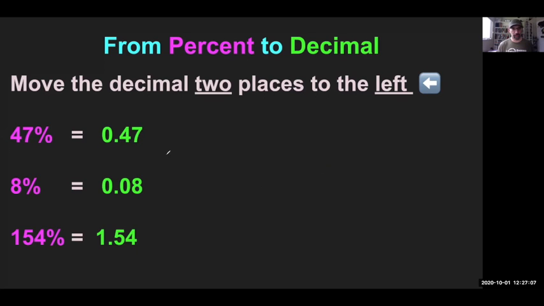I'll tell you, these are the ones that kids get mixed up on. So if I say you've eaten 3% of the pizza, right? Well, 3 is really just 3.0. So we're going to move the decimal place two places to the left. 1, 2, and put a big point there. And what goes in the empty space? A 0. So 3% is the same as 0.03.